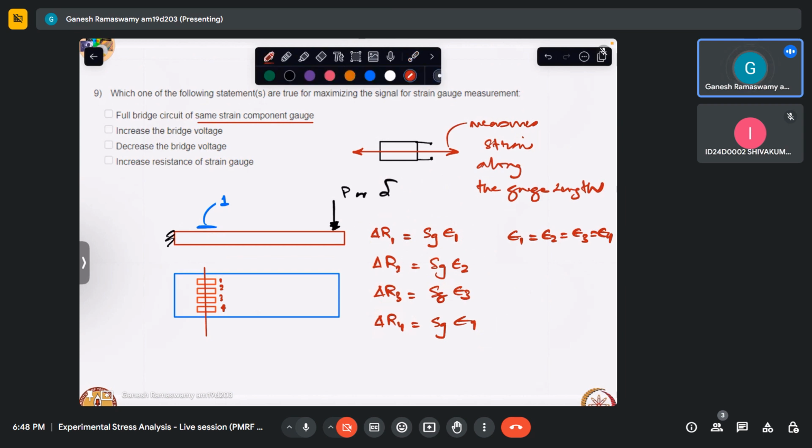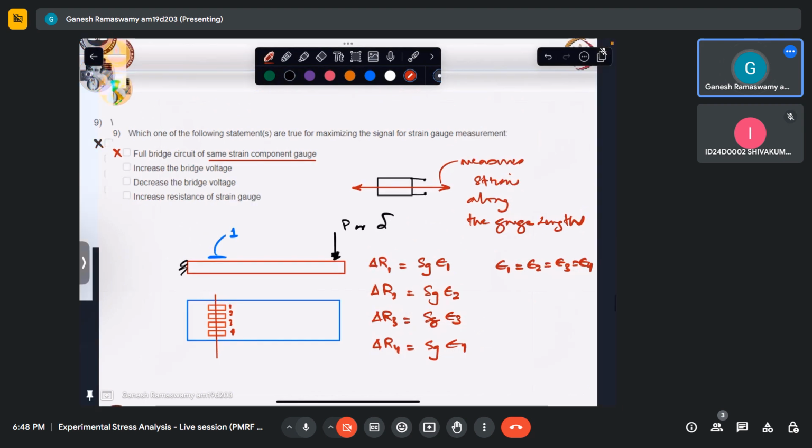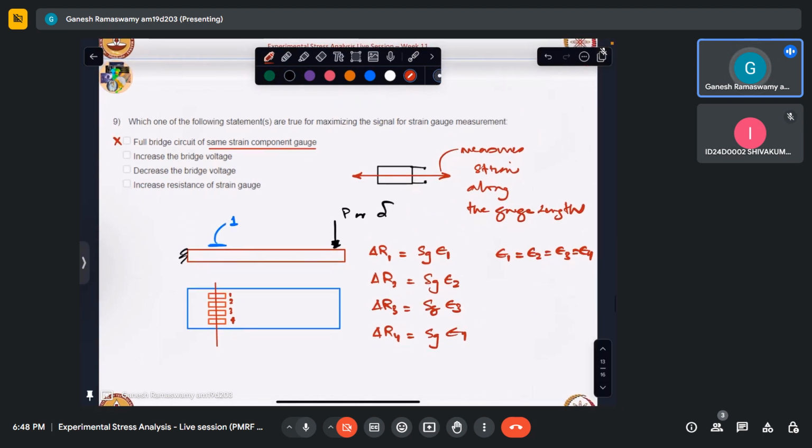But if we were to place 2 and 4 somewhere else, maybe the bottom, as we see in one of the problems, then this would naturally give an amplification of 4 because of like strains. But for the same strain component, a full bridge arrangement is not the way to maximize the signal output. It is in fact the way to nullify it, which is not serving our purpose.